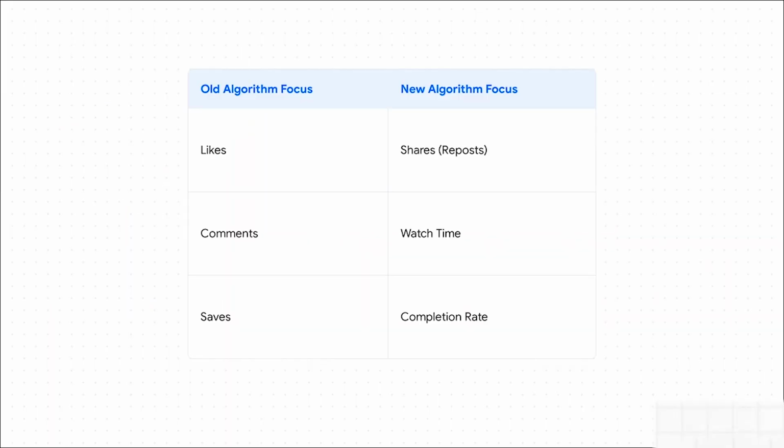The way the algorithm scores your video has completely flipped. It used to be all about those public metrics, you know, likes and comments. But now, the game has totally changed. The algorithm's main goals are simple. Keep people on the platform longer and get them to spread content to others. That's why shares, how long people watch, and whether they finish your video are now the most powerful signals you can send. A share is the ultimate endorsement.